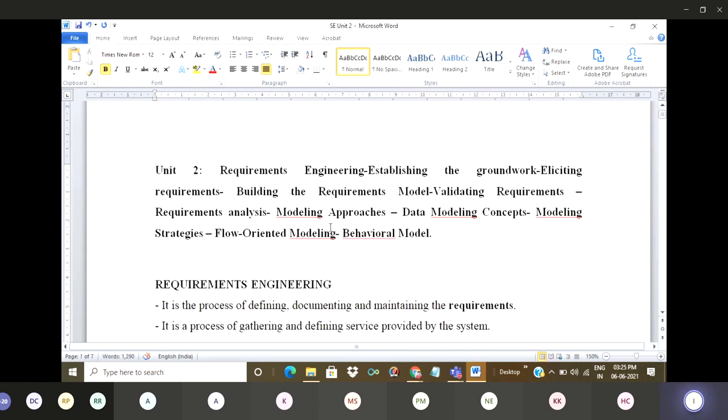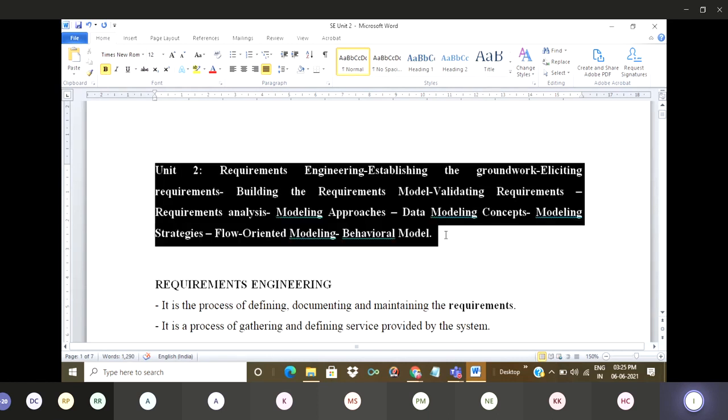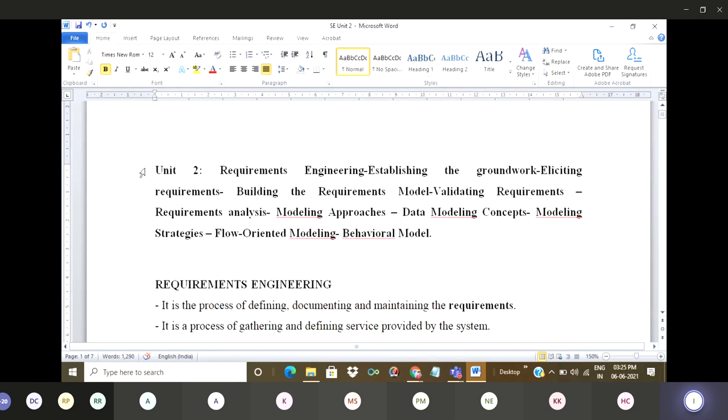Okay, that's all. We have completed Unit 2 of software engineering. Unit 2 consists of requirement engineering, establishing the groundwork, eliciting requirements, building the requirements model, validating requirements, requirement analysis, modeling approaches, data modeling concepts, modeling strategies, flow-oriented modeling, and behavior modeling.